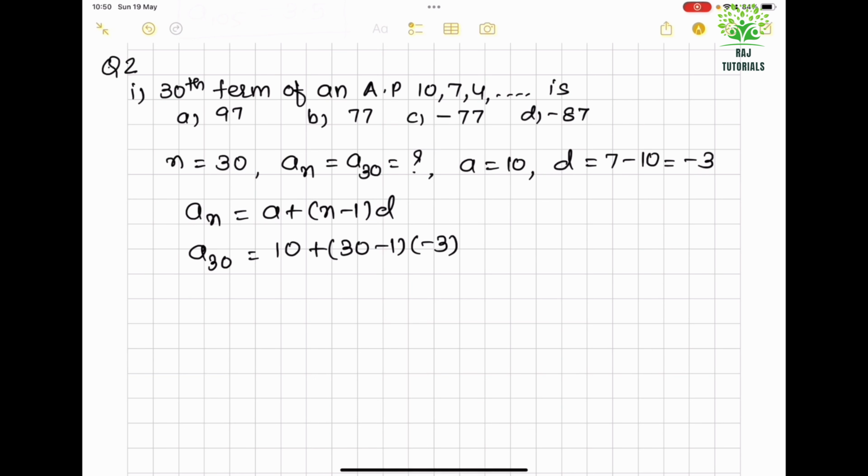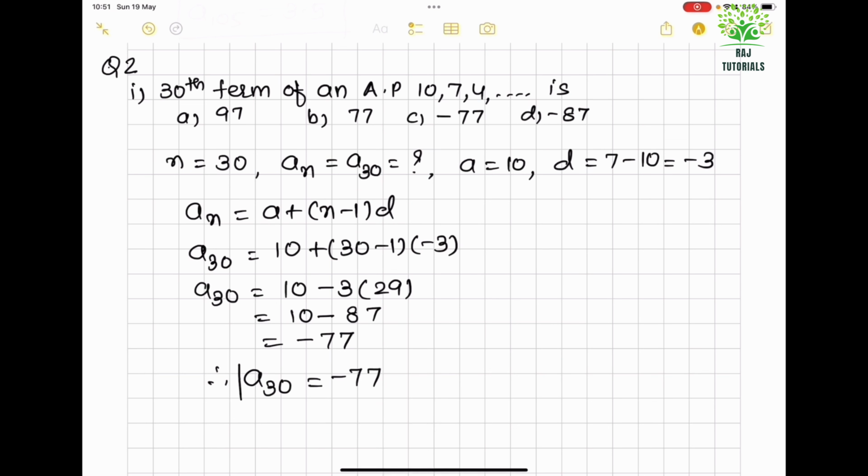d is minus 3. So a_30 will be 10 minus 3 into 29, which is 87. So 10 minus 87 will be minus 77. Therefore a_30 will be minus 77, which is the correct option. So my correct option is C.